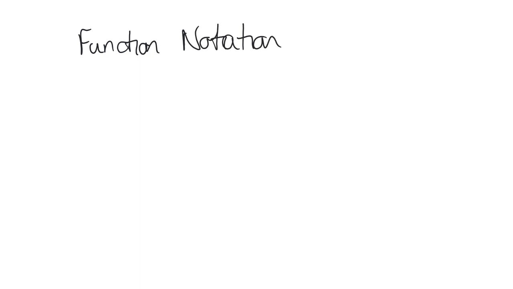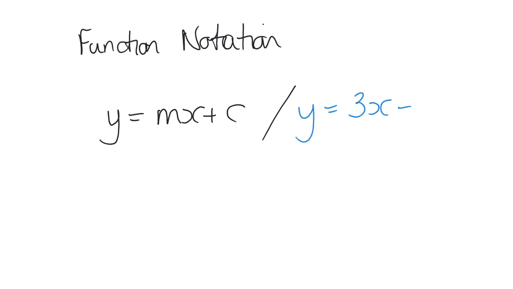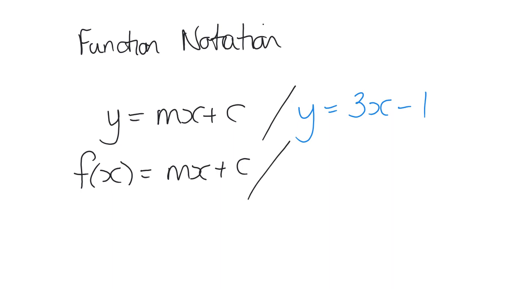first of all, you will see things written as, if we take the straight line function, mx plus c, or if we take an actual numerical value, we could have 3x minus 1. There is another way to write it for functions. What we have is f of x equals mx plus c. So what this would look like would be just f of x equals 3x minus 1.